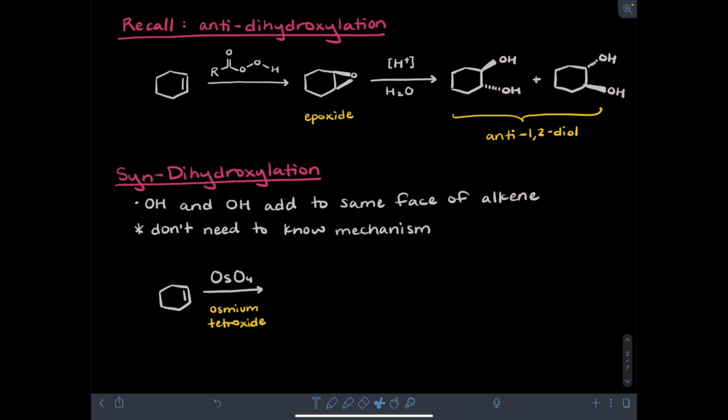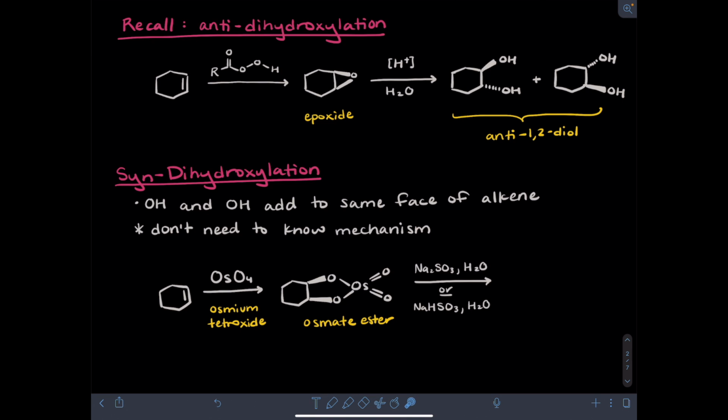One syn-dihydroxylation method is treatment of an alkene with osmium tetroxide, OsO4. You don't need to know the mechanism for how this occurs, but this has the effect of adding two oxygens from osmium to the carbons of the alkene to generate two new carbon-oxygen bonds. The oxygens add to the same face of the alkene, so both of these new carbon-oxygen bonds could be drawn as wedges, or they could both be drawn as dashes. The oxygen remains attached in an intermediate known as an osmate ester.